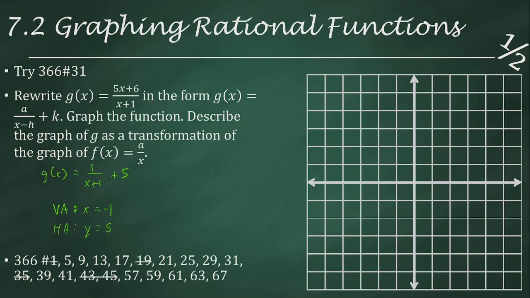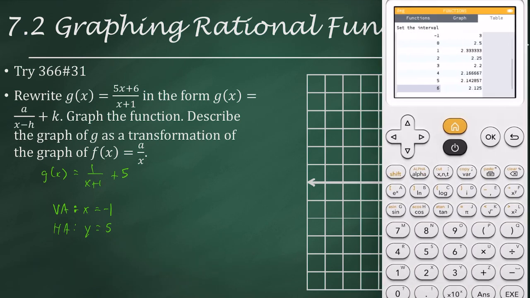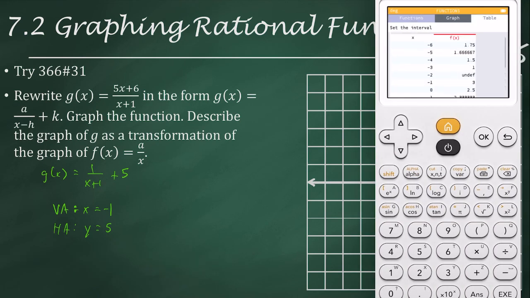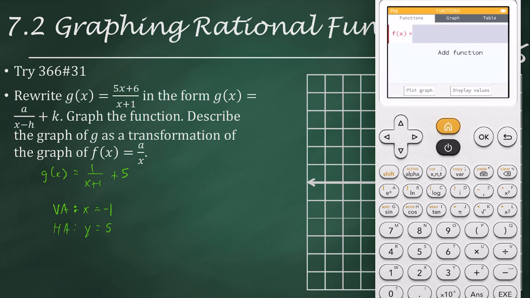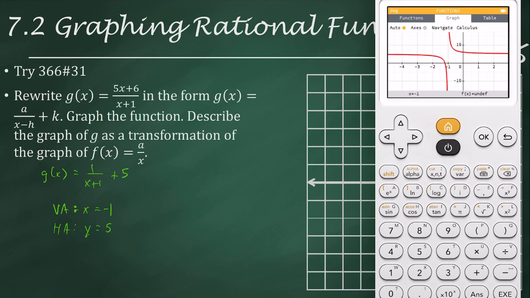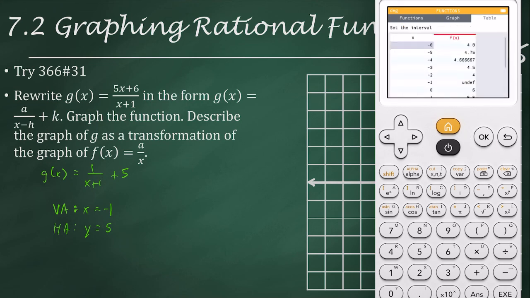And let's look at the calculator for the graph. So we'll go to our function, enter it in. I'm putting in the original function, but you could put in the other one. All right, and when we look at the graph, you can see there's a vertical asymptote at x equals -1, horizontal asymptote at y equals 5, and if we wanted to, we could go to the table, and there's our points, and we could make our graph.